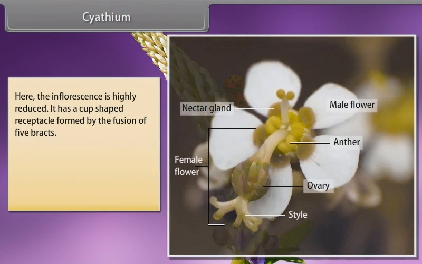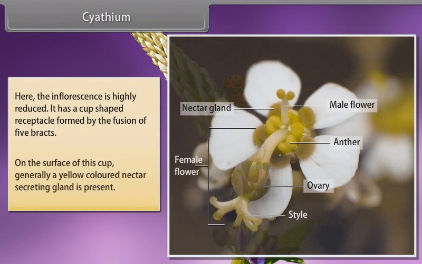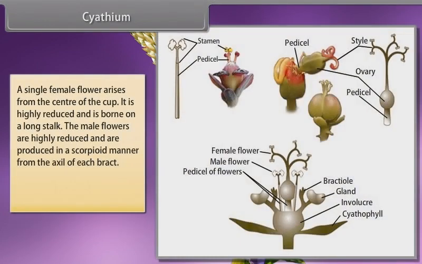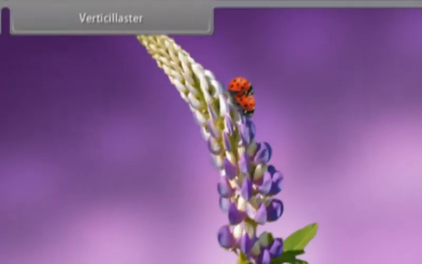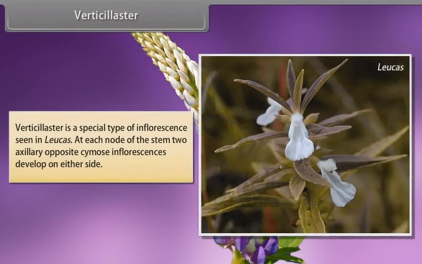Cyathium. Here the inflorescence is highly reduced. It has a cup-shaped receptacle formed by the fusion of 5 bracts. On the surface of this cup, generally a yellow-colored nectar-secreting gland is present. A single female flower arises from the center of the cup. It is highly reduced and is borne on a long stalk. The male flowers are highly reduced and are produced in scorpioid manner from the axil of each bract. Example: Euphorbia pulcherrima.